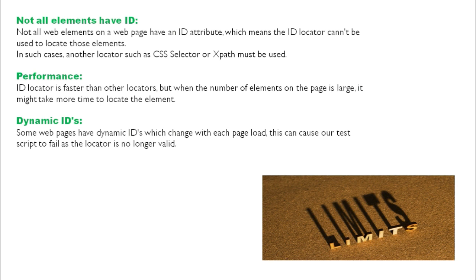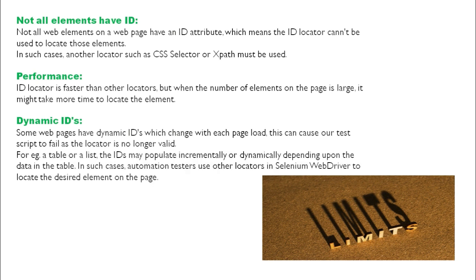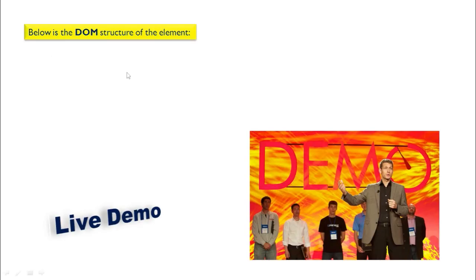So on the first day you have written your script with that id, and on the second day when you run it, it will fail and you will get the no such element exception. These are all the disadvantages of using the id locators in Selenium WebDriver. So you must know all these conditions, and only then can you select your locators. Now let's understand with the demo.